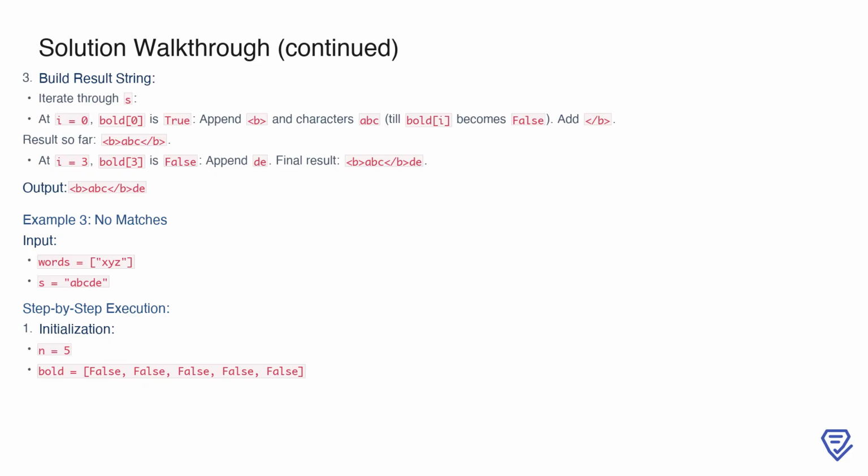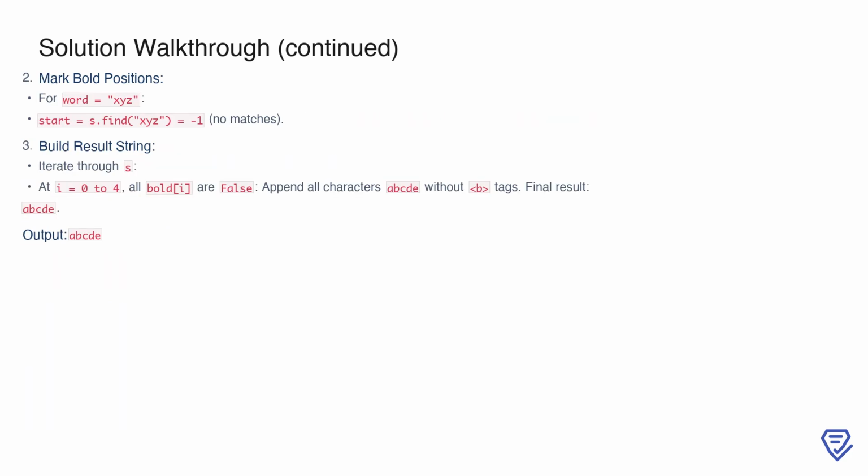At index 3, the bold value changes to false, so we append the remaining characters without any tags. The final result string for this example is B/ABC/B DE, which correctly handles the overlapping matches by ensuring the bold tags are placed only once for the overlapping regions.